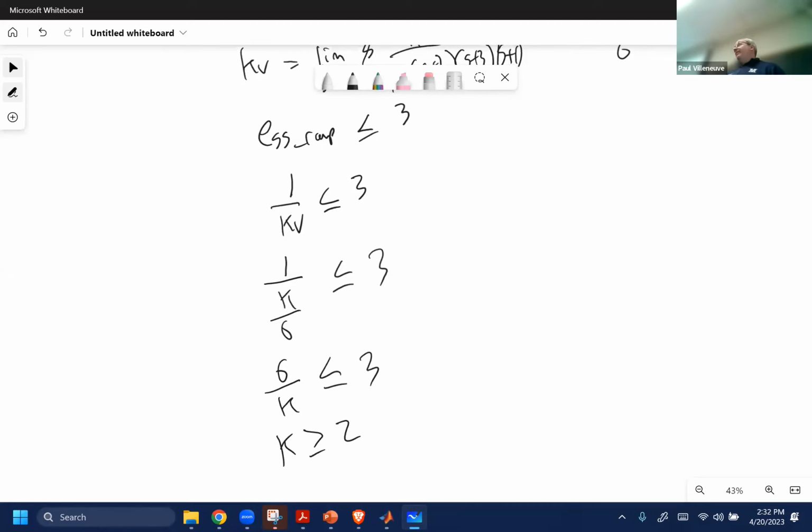I technically said it has to be equal to 2, so that makes it even easier. But if you want a value of steady state error to be less than or equal to 3, then K has to be greater than or equal to 2. And that was it.